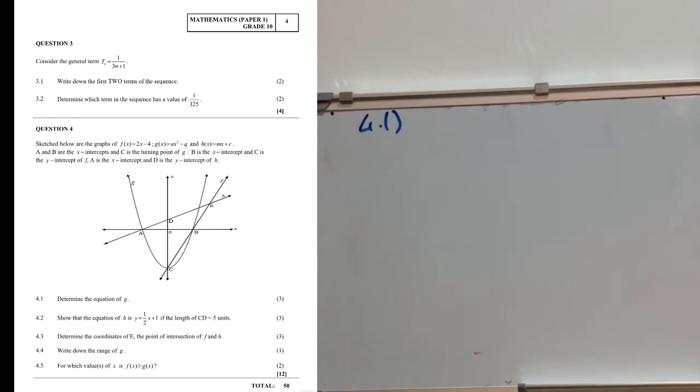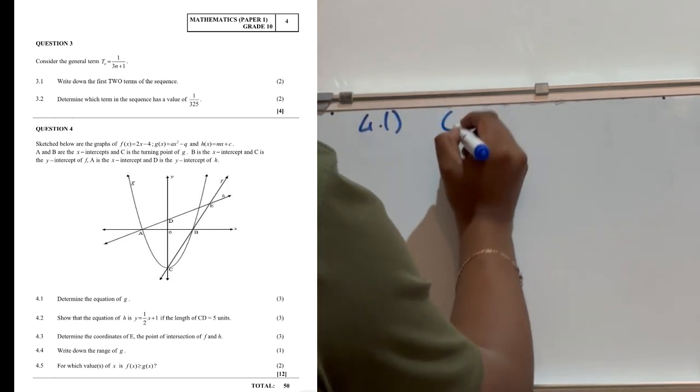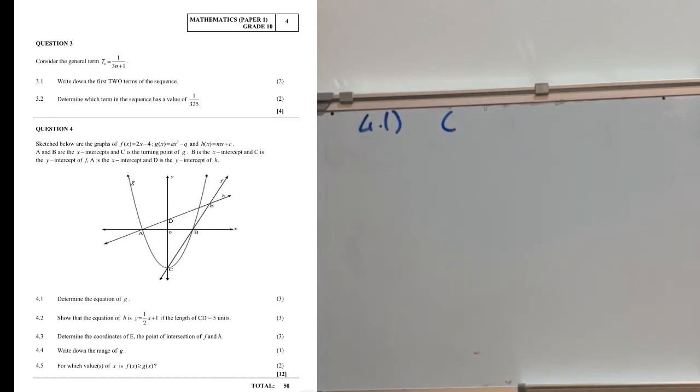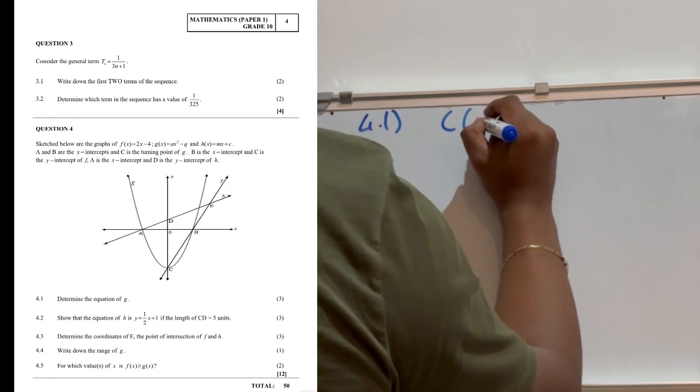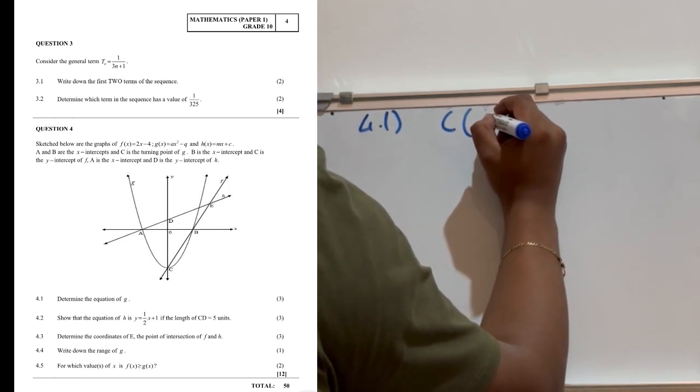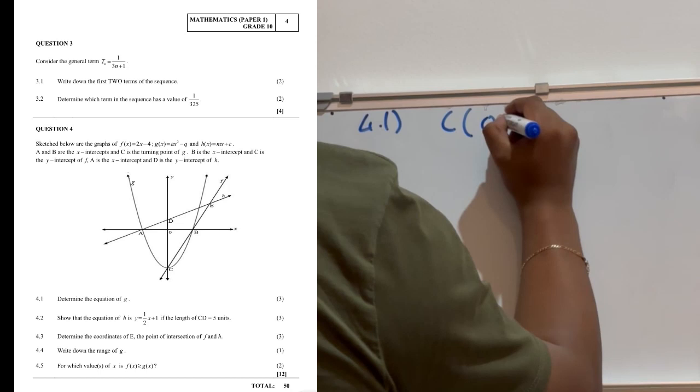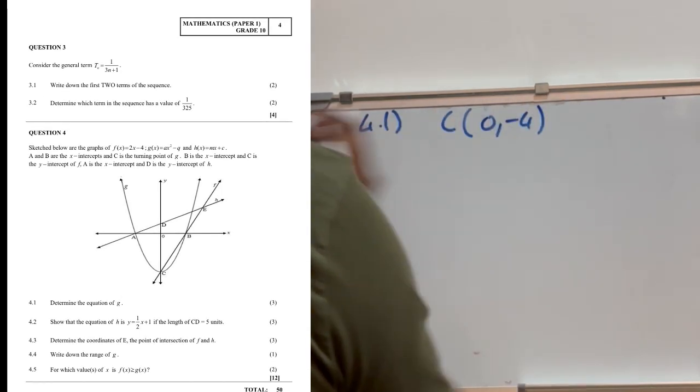Okay, question 4. Graphs. So first question they said determine the equation of g. G is the parabola. So the first thing that we can already see, we have a point C, which is the y-intercept of both graphs, which is of the straight line. Your y-intercept is just, if x is 0, then your y is just 0 and minus 4.